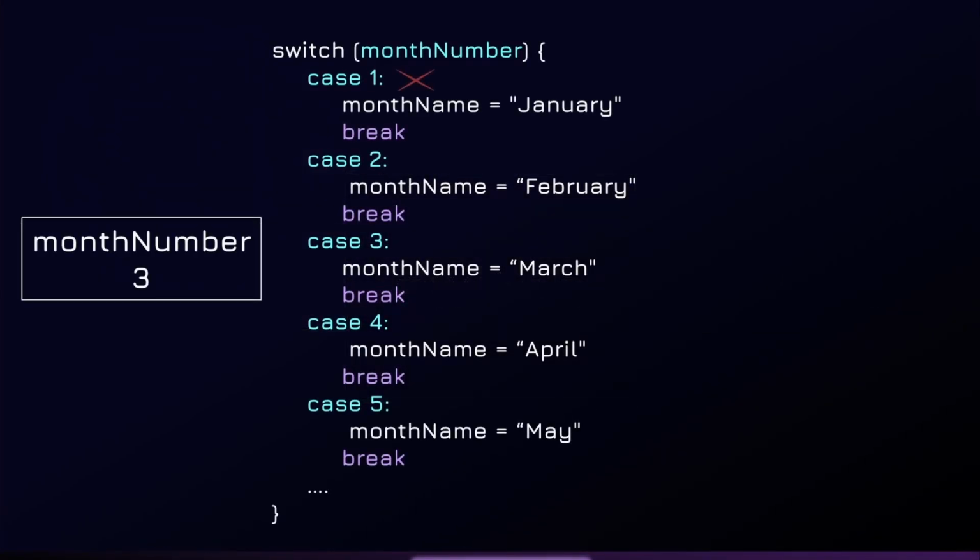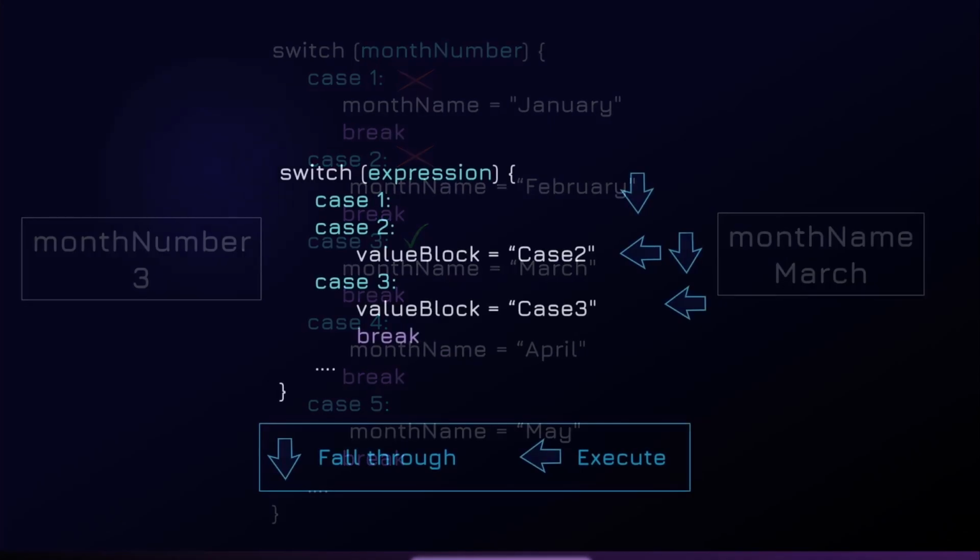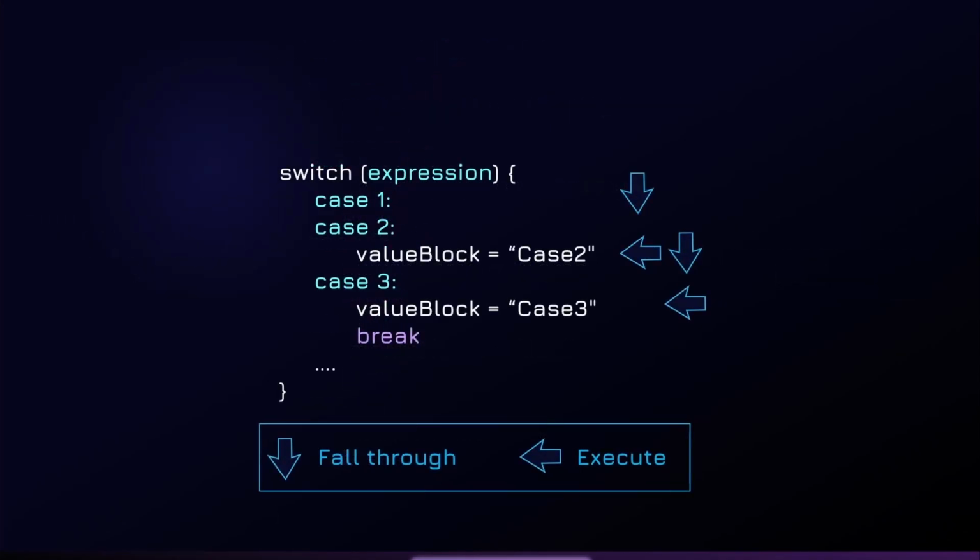When a case matches, the corresponding block of code is executed. We use the break keyword to exit the block. Without the break keyword, we experience a fall through, which is useful when multiple cases share the same outcome.